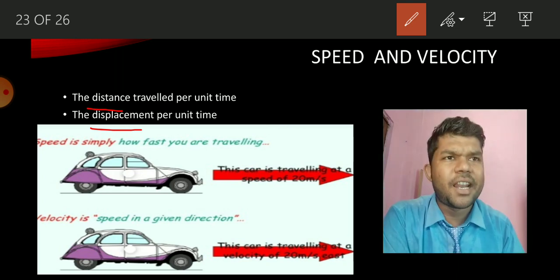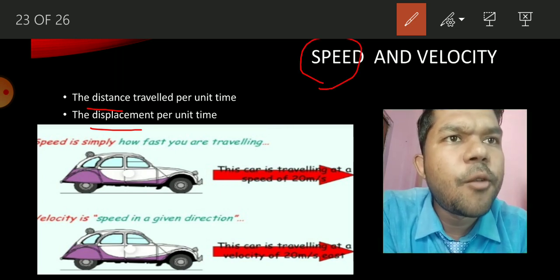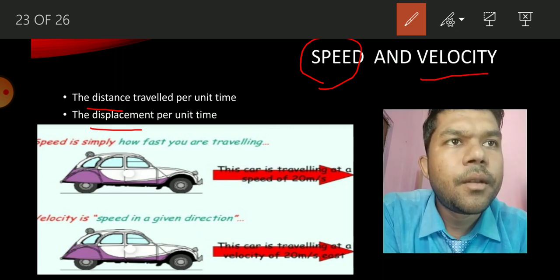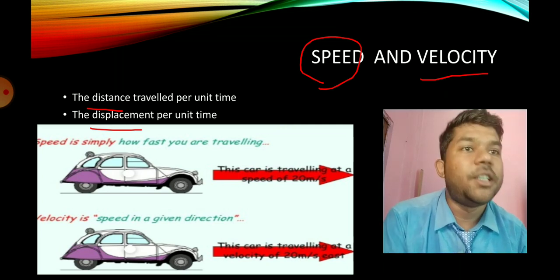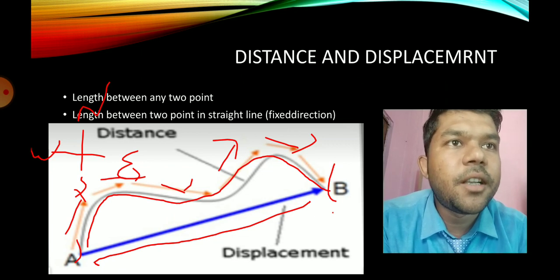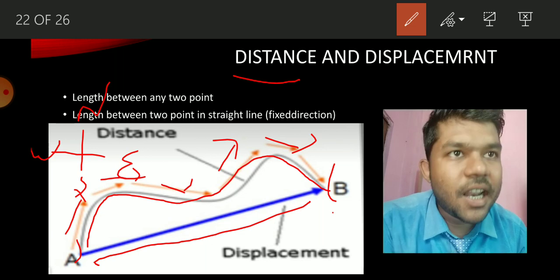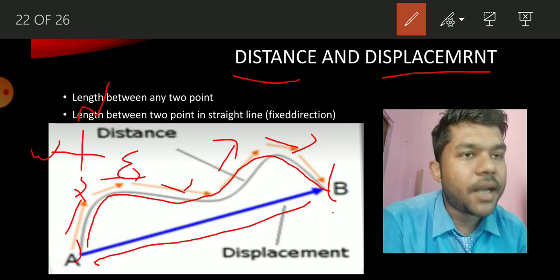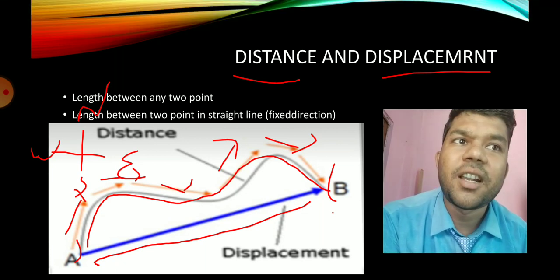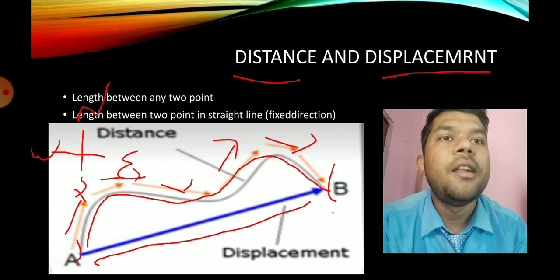And talking about scalar and vector quantity: speed is a scalar quantity, velocity is a vector quantity. So I think you understood the difference between speed and velocity also. In distance and displacement also, distance is a scalar quantity, displacement is a vector quantity. The reason is distance does not have direction, it has only magnitude, but displacement has both magnitude and direction.